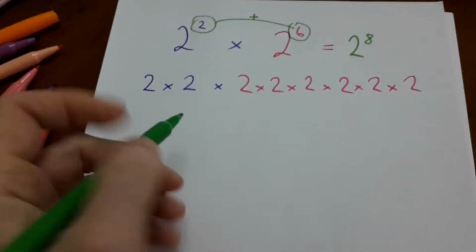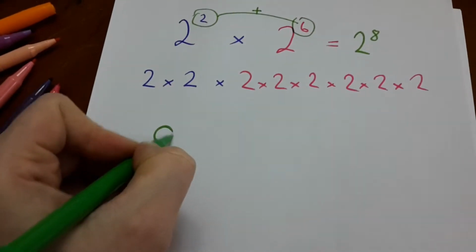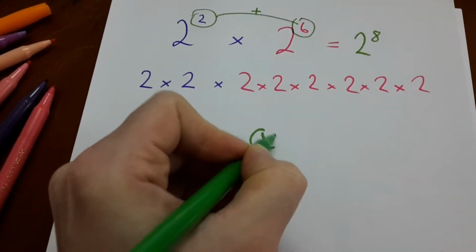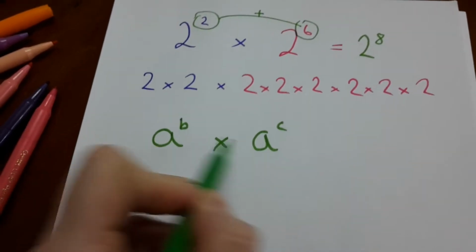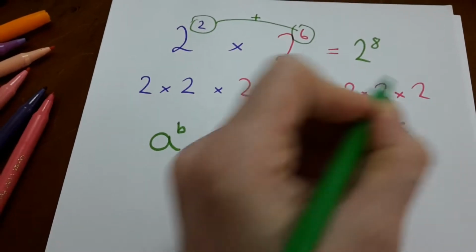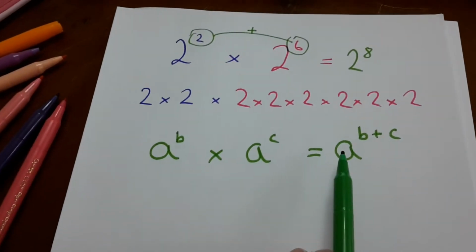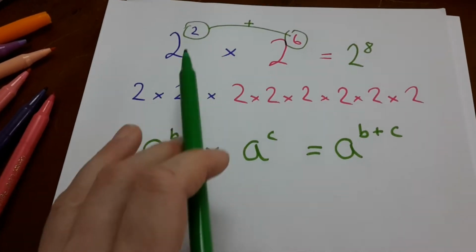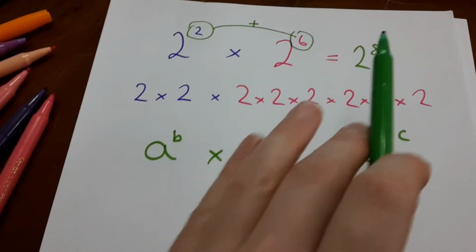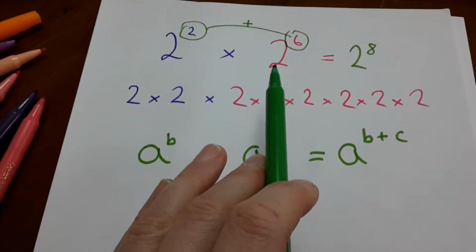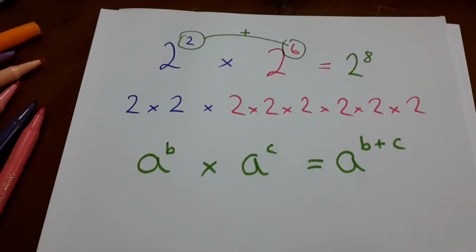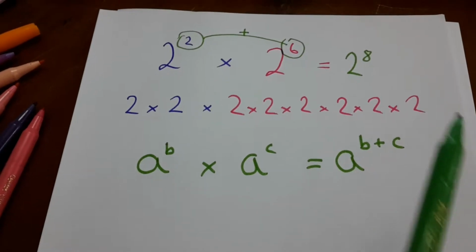Now how we'd write that in algebra is we'd say a to the b times a to the c. Notice that I've got the same base in both, equals a to the b plus c. It just means that the base stays the same, you do nothing to it. We're not going to do 2 times 2 because that would give us 4, and our powers aren't written on top of a 4, they're written on top of a 2, so we keep it as it is. And we add the two powers together, and this is called the addition multiplication rule.